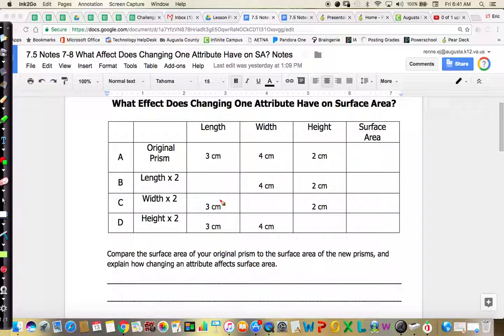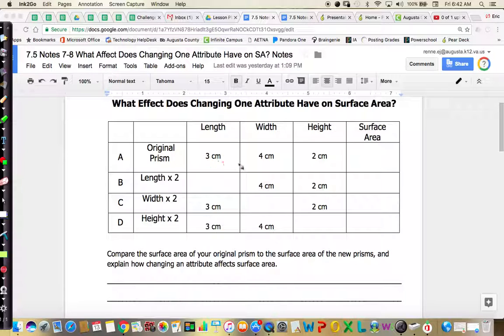To recall what we did when we did volume, if we doubled the length and only the length, then the volume doubled. If we doubled only the width, then the volume doubled. If we doubled only the height, then the volume doubled. And now we're going to learn, does that have the same effect on surface area?